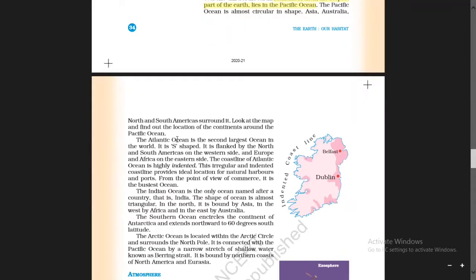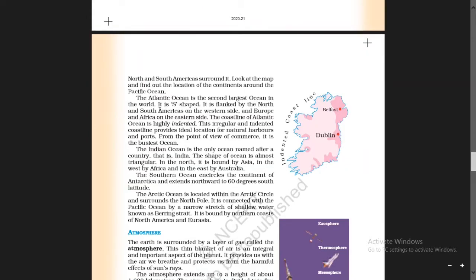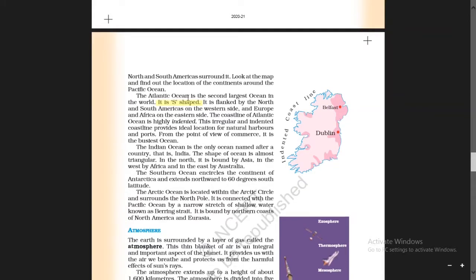The Atlantic Ocean is the second largest ocean in the world. It is S-shaped. Which ocean is S-shaped, boys? If it asks, you have to say Atlantic Ocean. Underline this, okay? It is S-shaped.